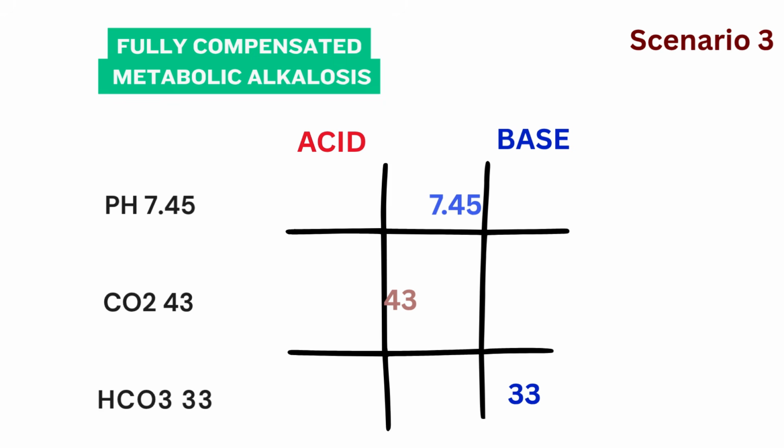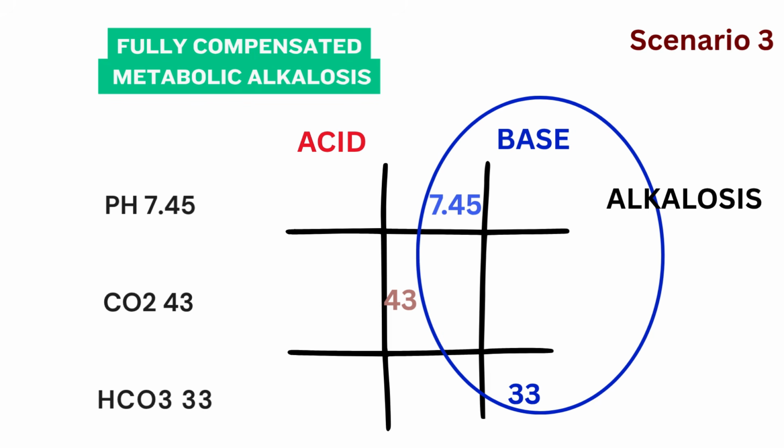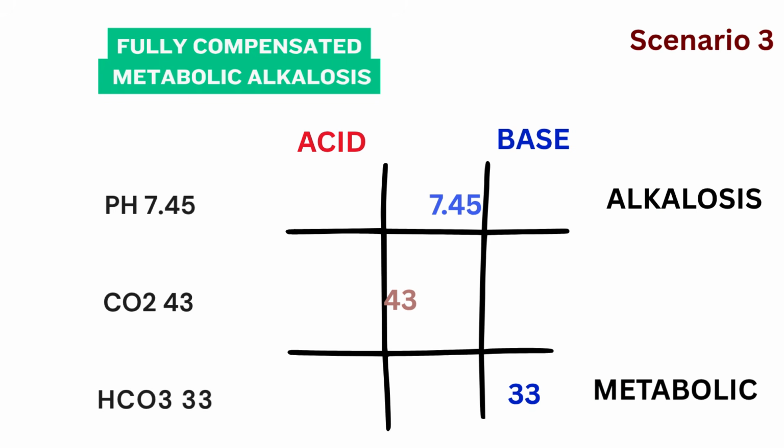Let's walk through exactly why. The pH is 7.45. Technically, yes, that is normal, but it sits on the absolute high end of normal, leaning heavily toward base. So base won the tug-of-war. We look for a base match. CO2 is 43, which is normal-ish, kind of leaning acid, but HCO3 is 33. That's a huge base. We have a metabolic base match. And because that pH was successfully dragged back across the finish line into the normal zone, we have a happy baby. It's fully compensated.